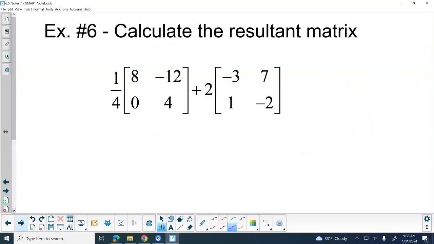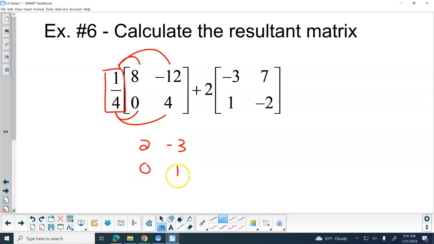Try that one. We'll add fractions into the mix. So if I distribute in 1/4, luckily you have a nice math teacher that said, let's make them all multiples of 4. 1/4 times 8 is 2. 1/4 times negative 12 is negative 3. 1/4 times 0 is 0. 1/4 times 4 is 1. So that becomes my first matrix. Then we can distribute in this positive 2.